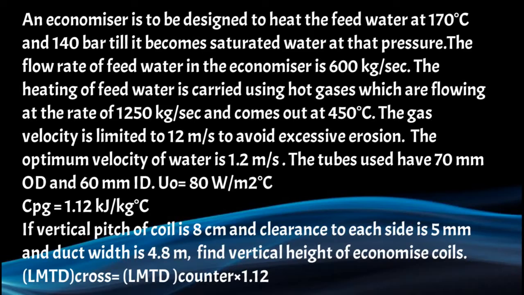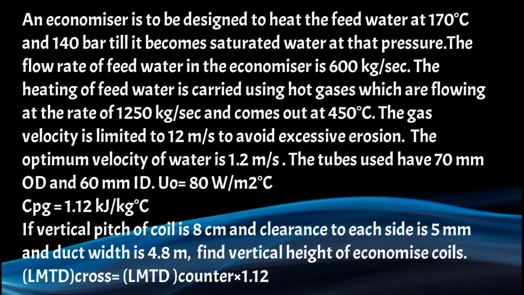The gas velocity is limited to 12 meter per second to avoid excessive erosion. The optimum velocity of water is 1.2 meter per second. The tubes used have 70 mm outer diameter and 60 mm inner diameter. Take overall heat transfer coefficient UO equal to 80 watt per meter square degree Celsius. Specific heat of the hot gases, CPG, is equal to 1.12 kilojoule per kilogram degree Celsius.